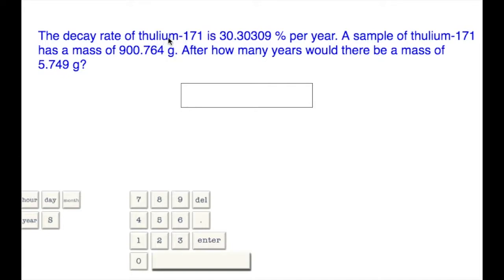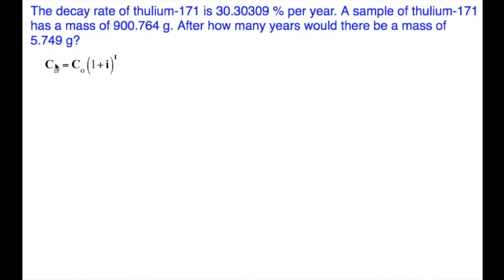The decay rate of thulium-171 is 30.30309% per year. A sample of thulium-171 has a mass of 900.764 grams. After how many years would there be a mass of 5.749 grams? We're going to use our growth and decay function, our growth function.